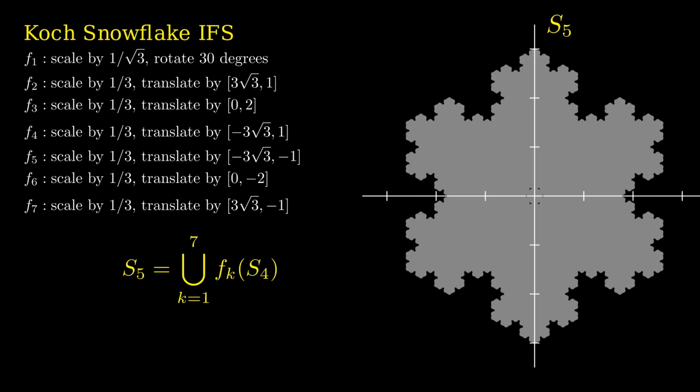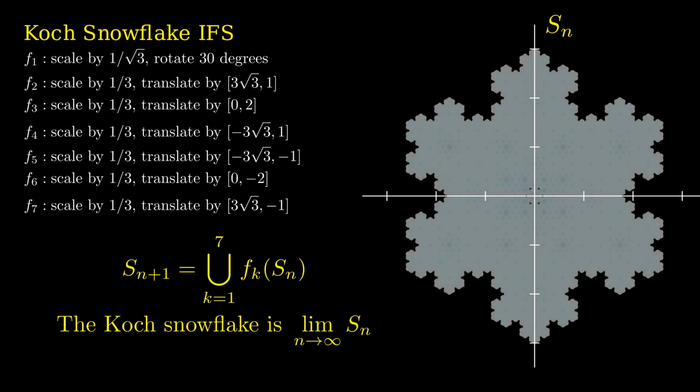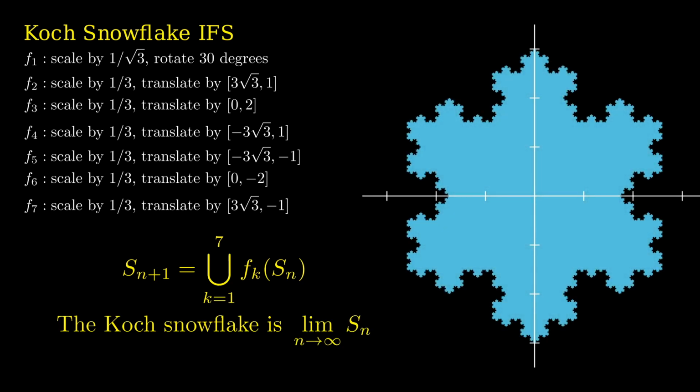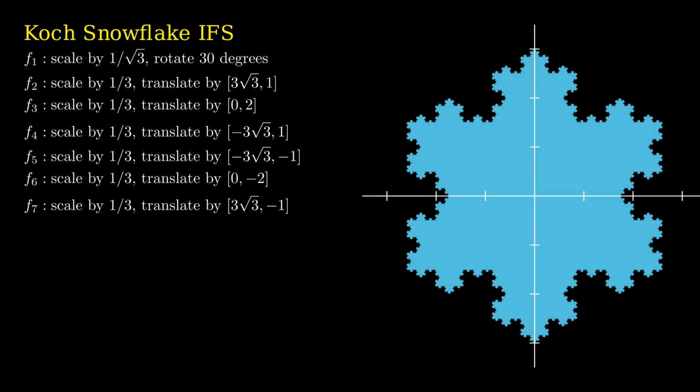Continue the iteration indefinitely to produce a sequence Sn of compact sets that will converge to a limit as n goes to infinity. This limit set is called the attractor for the iterated function system, and for this particular IFS, the attractor is the Koch snowflake. We could have started with any compact set, and the sequence of iterations would still converge to the Koch snowflake.